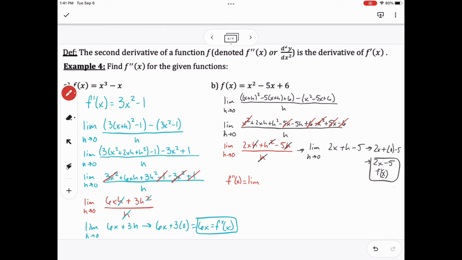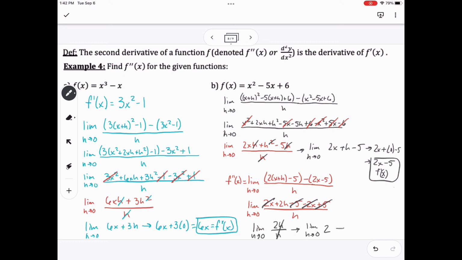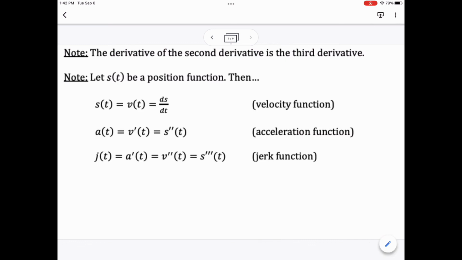And now I can do the same thing for the first derivative to find the second derivative. So I plug in that x plus h and multiply all my stuff out. Here, 5's and 2x's cancel out. I'm left with 2h. And then 2h divided by h leaves me with 2. Now here you have nothing to plug into h, so it's really just 2 for my second derivative, and that is totally fine. And then that would be my answer.